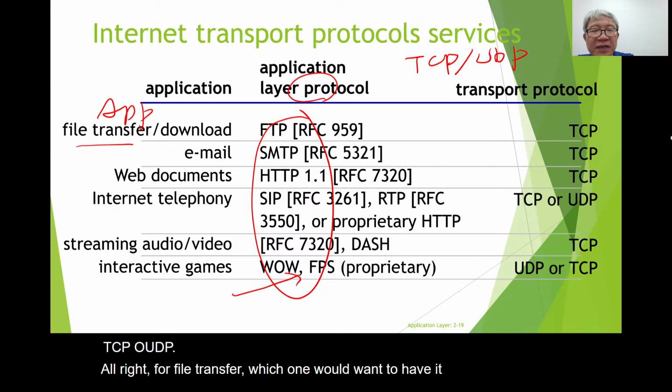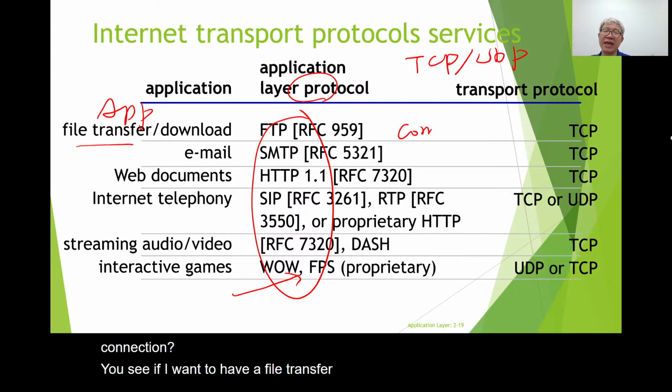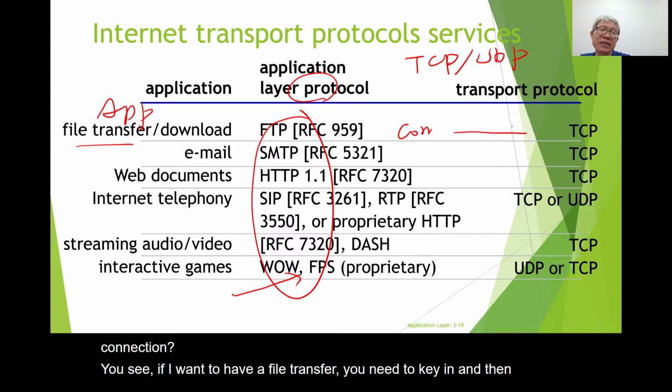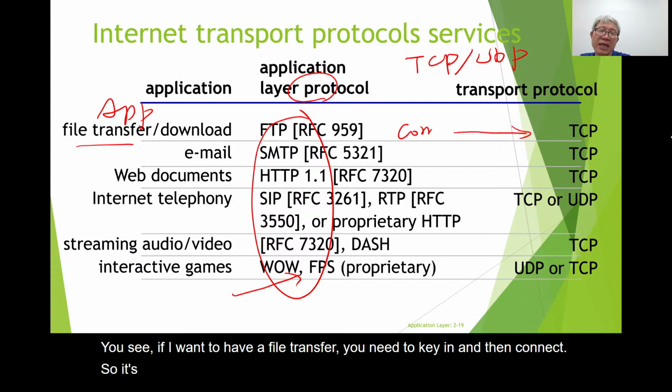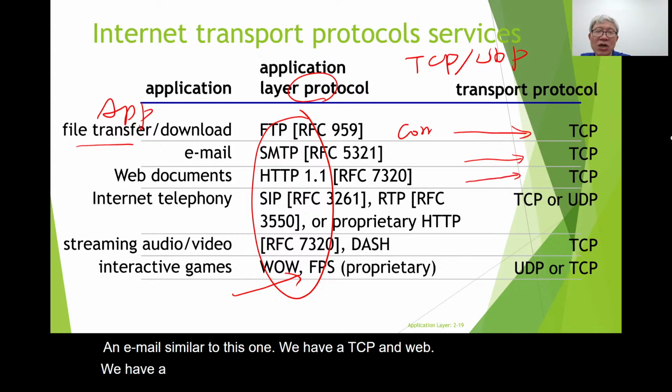All right, for file transfer, which one do we want? Because we have a connection. You see, if you want to do a file transfer, you need to key in and then connect. So it's TCP. And email, similar to this one, we have TCP. And web, we have a connection, TCP. So we have one feature, connection.